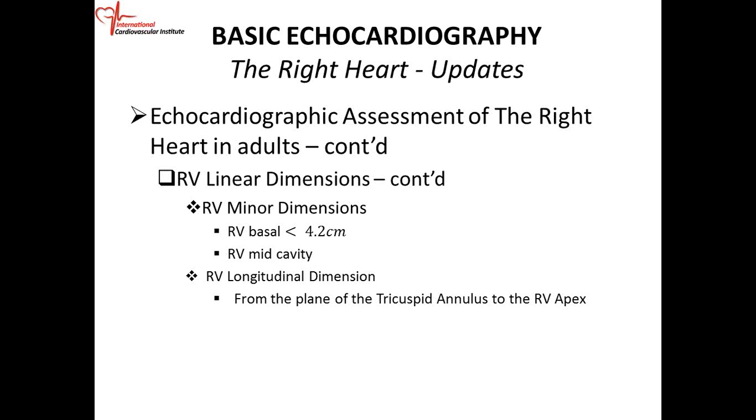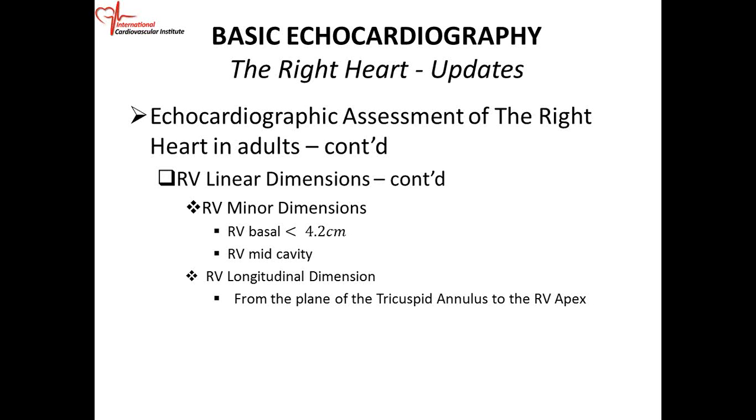So it should be an RV focus view. It's like your apical four-chamber view with a little bit more manipulation to get more of the RV. The RV basal area is the tricuspid annular plane, and you do your measurements. It should be less than 4.2 centimeters. And when you do your RV mid cavity measurements, it should be less than 3.5 centimeters.